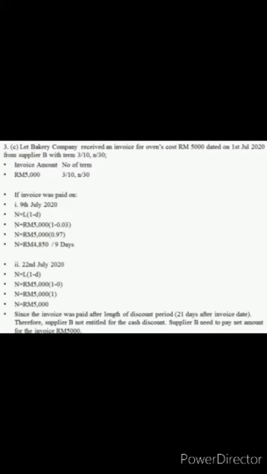Next, the bakery company received an invoice for ovens costing 5,000 ringgit dated 1st July 2020 from supplier B. If the invoice was paid on 9 July 2020, it must be 4,850 ringgit, and if paid on 22nd July 2020, it must be 5,000 ringgit. Since the invoice was paid after the length of the discount period, 21 days after the invoice date, supplier B is not entitled to the cash discount. Supplier B needs to pay the net amount for the invoice, 5,000 ringgit.